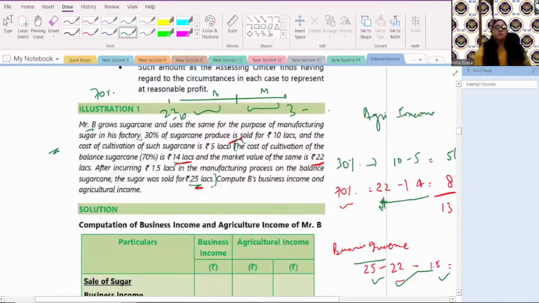Fish farming is also not agricultural income. You have to remember the percentages. There are 4 different percentages. You have to remember it.